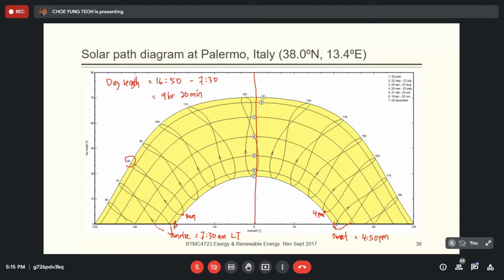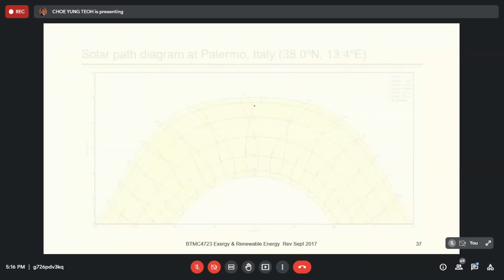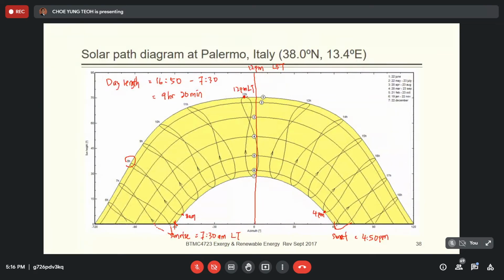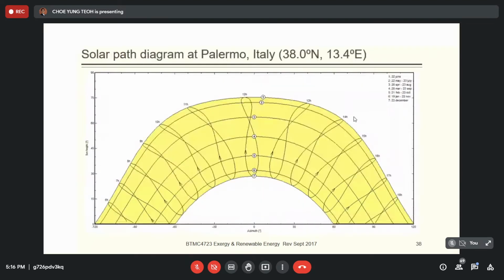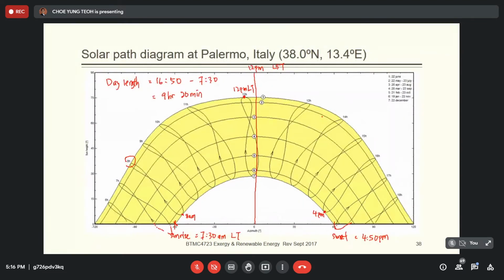Okay, so now I want to measure how much difference there is between solar time and local time. I have to base on the 12 p.m. local solar time and the 12 p.m. local time. So you have to measure how much is the difference. From the question, you cannot simply take one point to measure because the question asks for a particular date, 22nd of June. So we have to go to 22nd of June, line 1.